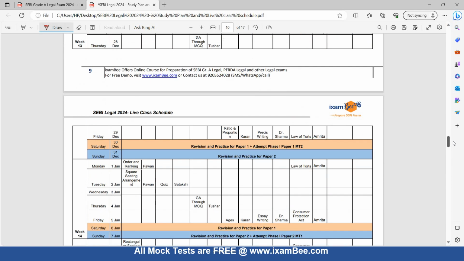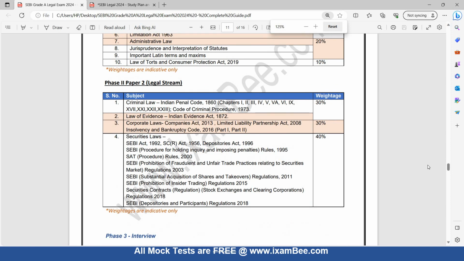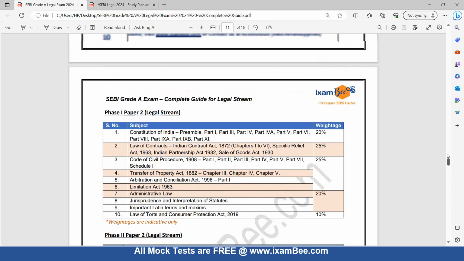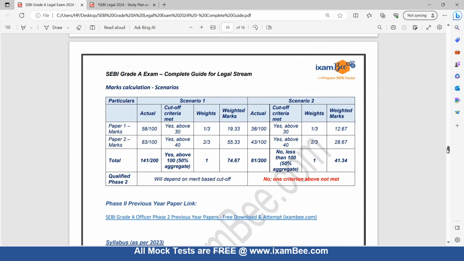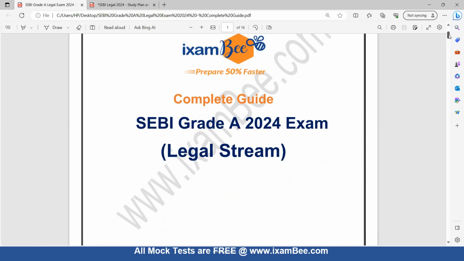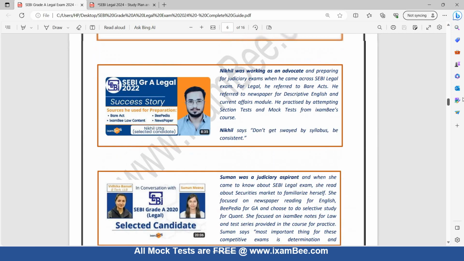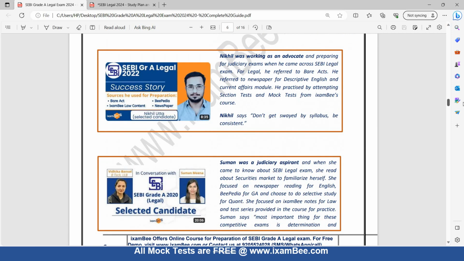You can download this entire class plan, entire study plan from the description. You can find the link in the description. At the same time, in the description, there is also a complete guide attached with respect to the exam pattern, syllabus, the cutoff that has been there over the past years, and also what marks you should target in the exam. All that is given in this exam guide. You can also see the success stories, the strategies of the selected candidates from this document.